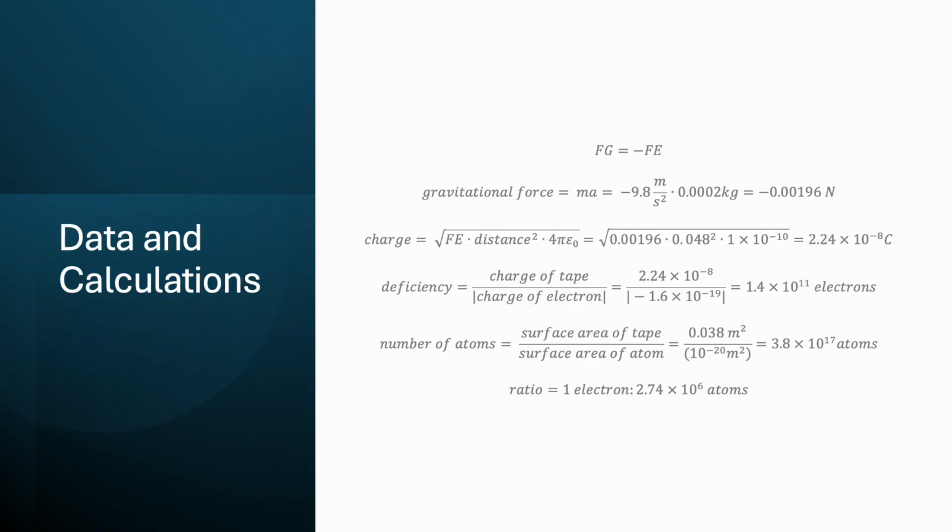Continuing the data and calculations from our free body diagram, we see that the force of gravity is equal to the negative electric force, and so we measure the gravitational force to be the acceleration due to gravity times the mass of the tape, and then the charge will be equal to the square root of the electric force times the distance between the two tapes squared times the constant. Then the electron deficiency will be a ratio between the charge of the tape and the charge of a single electron, and then the number of atoms can be calculated to be the surface area of the tape divided by the surface area of a single atom, and then the ratio we found to be 1 electron per 2.74 times 10 to the 6 atoms.